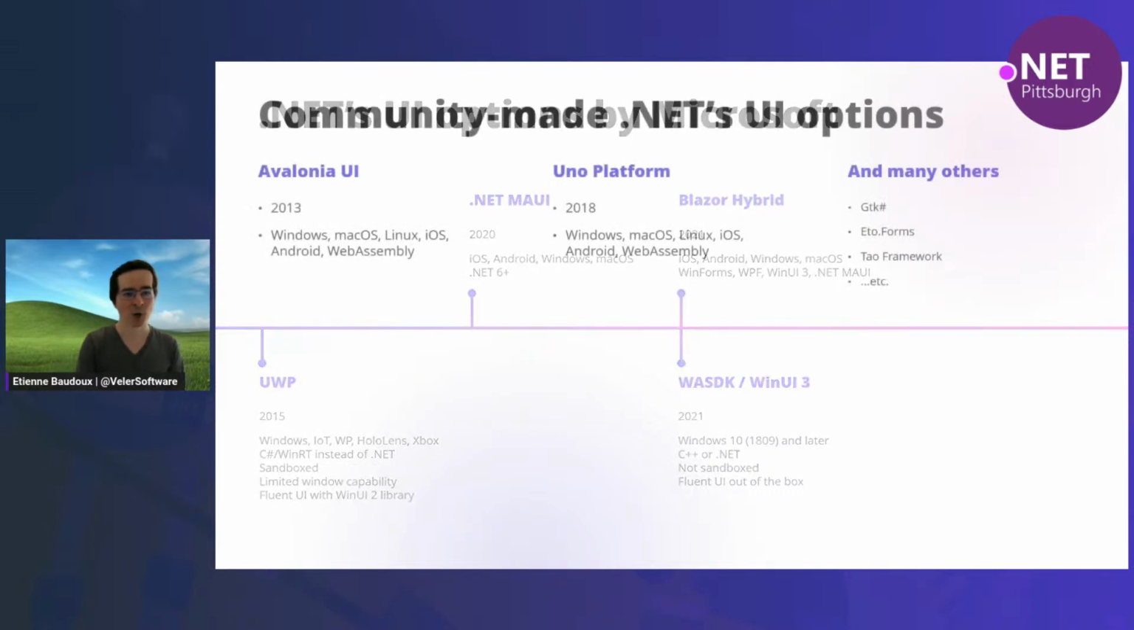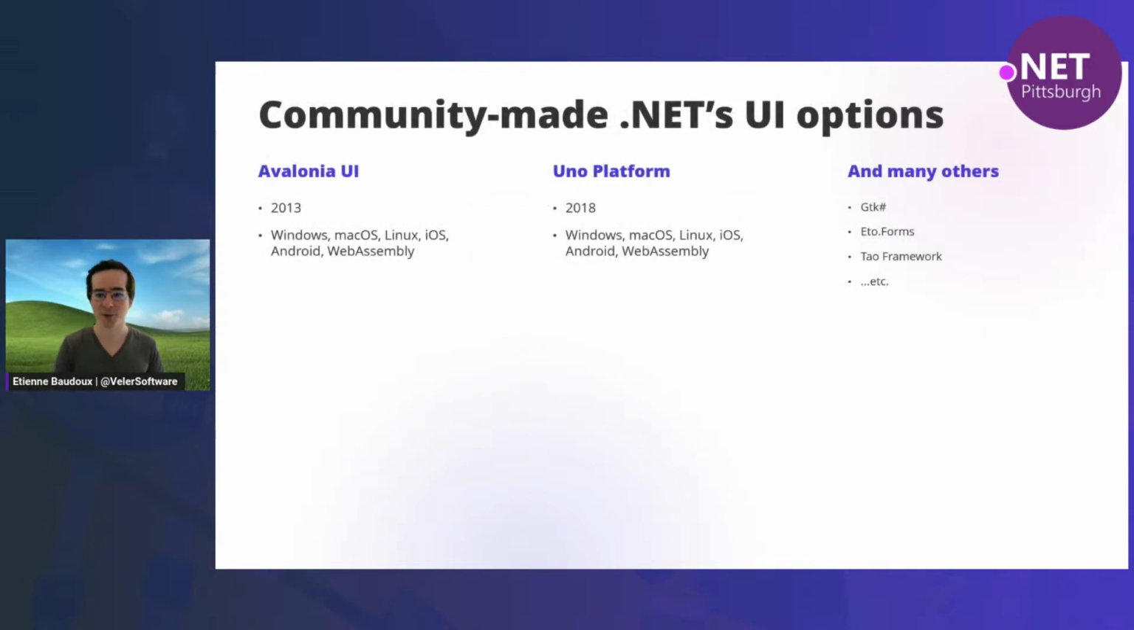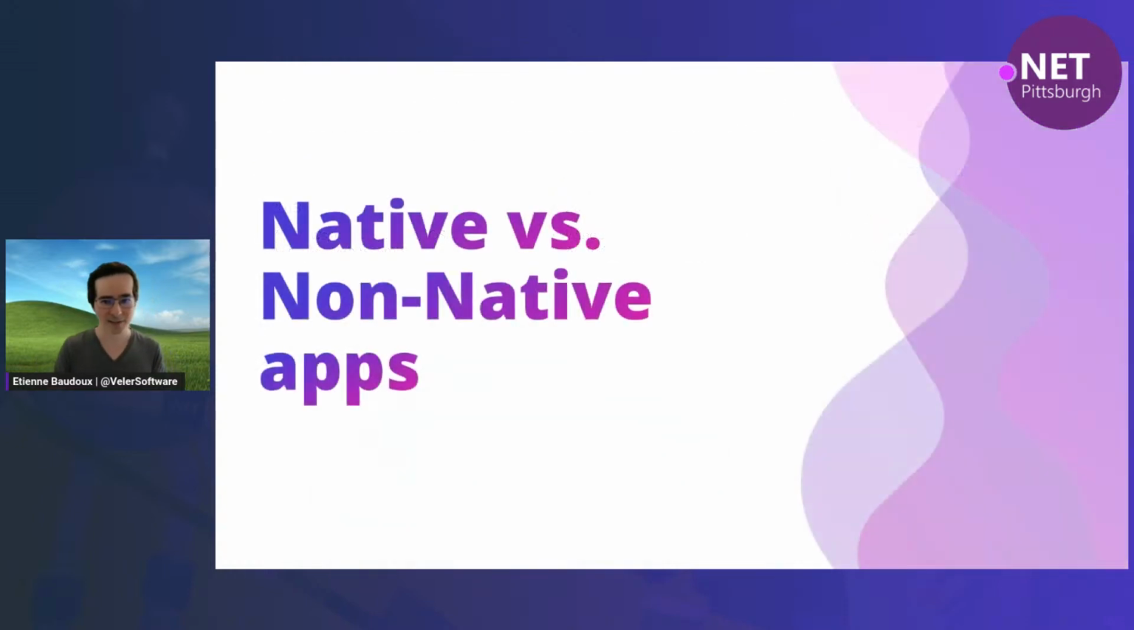Now, all these were the options developed by Microsoft. There are also some options made by the community, because we have a large community in .NET. And there are way too many for me to mention all of them, but there are two in particular I want to mention here: Avalonia UI and Uno Platform. And we'll dive into all of this a little bit later. But before that, we need to talk about something else.